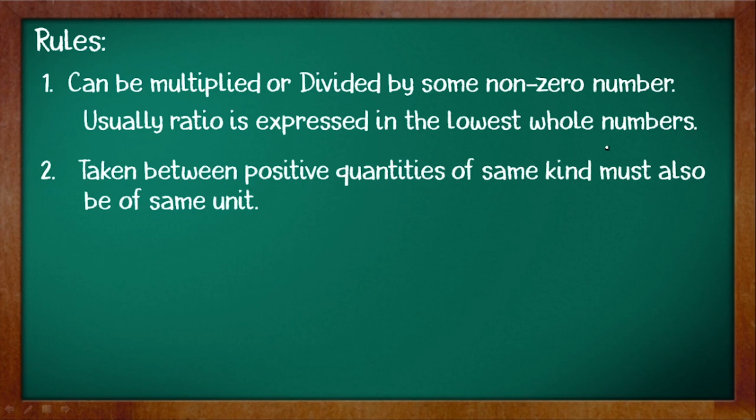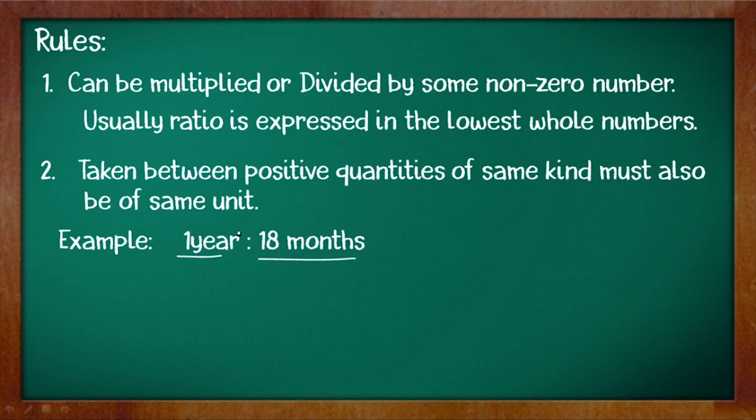Whenever we take a ratio, it is usually taken between two positive quantities. It should be of the same kind and must also have the same unit. This is very important: the same kind and the same unit. For this let's see an example. The example is 1 year is to 18 months.